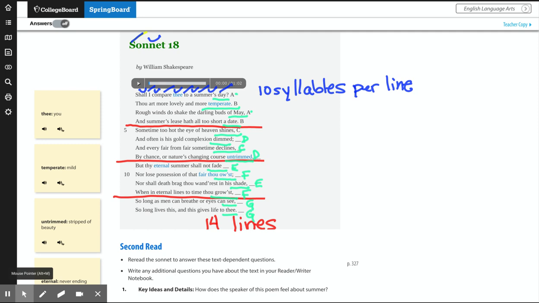Death has nothing on you. You're not going to be able to look like you are next to dying. And because in eternal lines to time thou growest. Now let's look at this one. Lines has a double meaning here. So what I know about this, lines, and I'm going to go to yellow here. This word lines has a double meaning. Eternal lines to time thou growest.